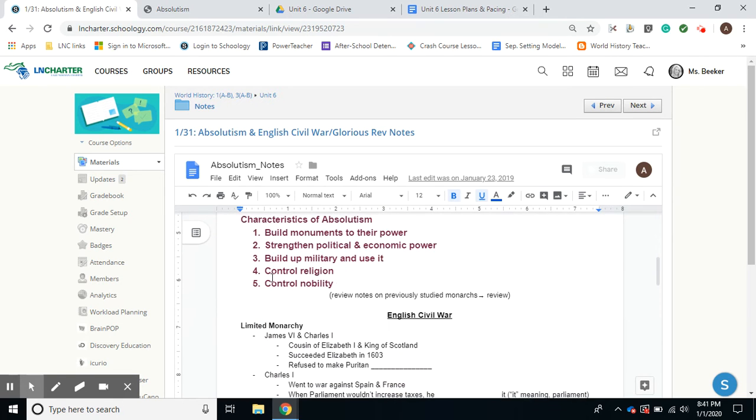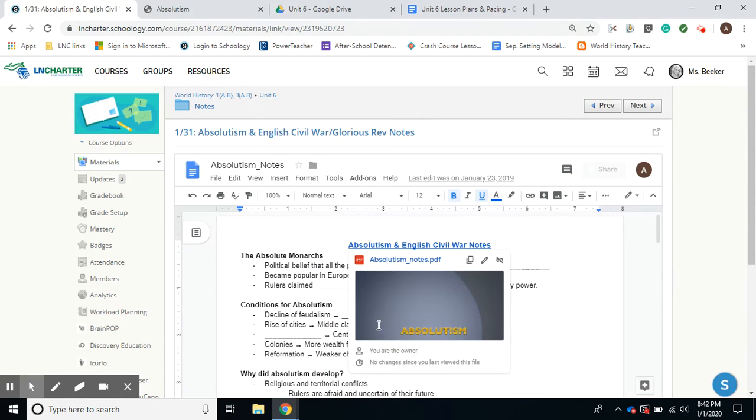If you remember, we stopped early. We talked about the 5 ways that absolute monarchs showcase their power or use power. So you'll need to pull up those same notes from 1/31. Here it is, you can see it. And then the link to the notes is, of course, at the top, like always.